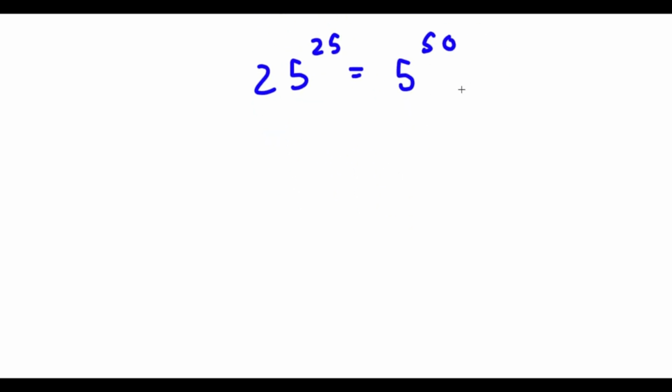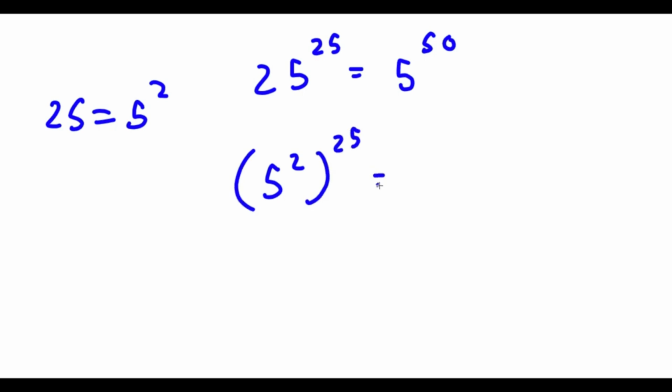Now, instead of calculating these two exact values, I'm going to simplify them and make them the same exponents. So 25 is the same thing as 5 squared. So now if I replace 25 with 5 squared, I get 5 squared to the power of 25 is equal to 5 to the power of 50.